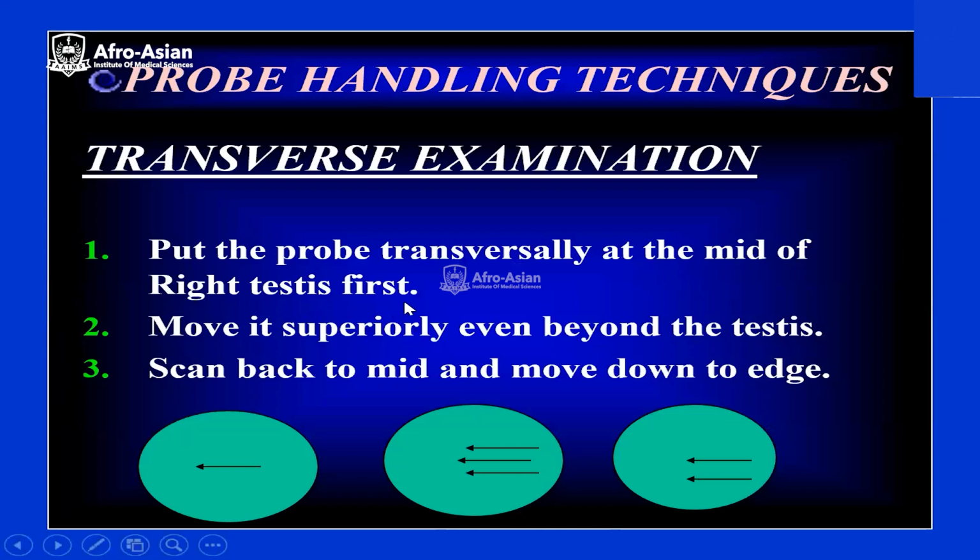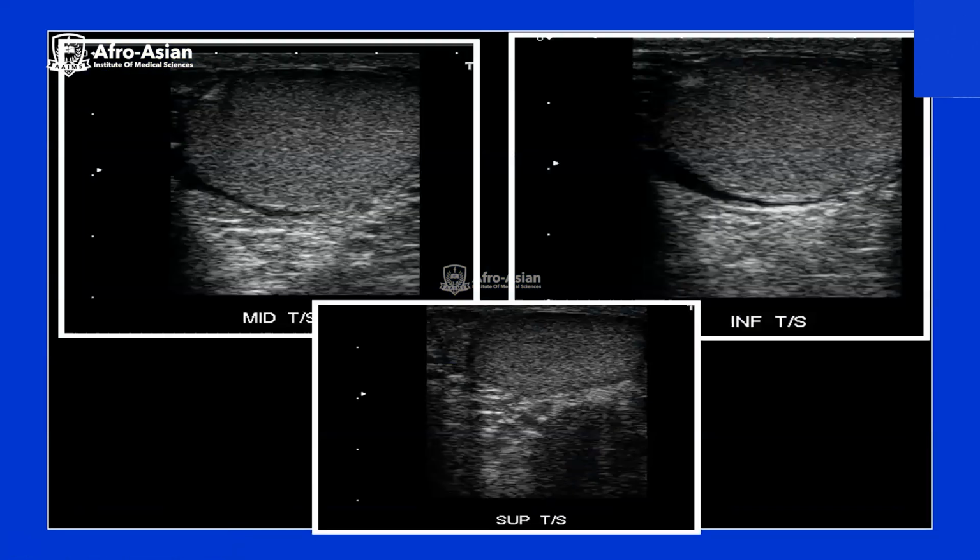For transverse examination, put the probe transversely at the mid of the right testicle first. Move it superiorly. We put it at the mid. The head of the transducer will be outwards. We move superiorly, then we come back to the center, to the mid of the testicle, and then we move inferiorly. So we scan all edges. This is the mid, inferior, and superior of the testicle.